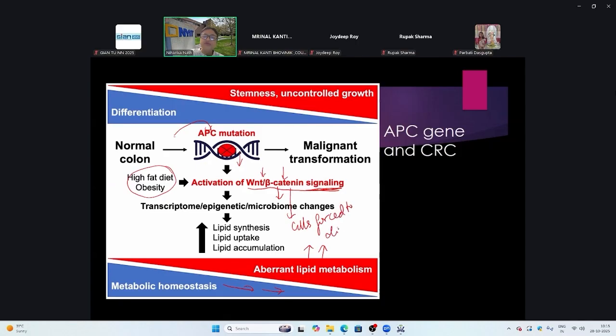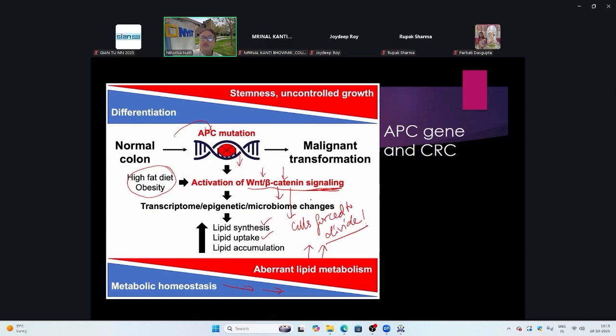And I do have a video for you in the end somewhere. The cells are forced to divide. And so all of this, together with other additional, more lipid synthesis and uptake, etc., will cause these cells to further divide.